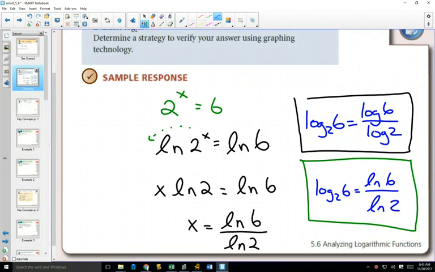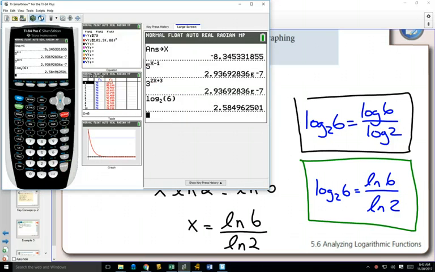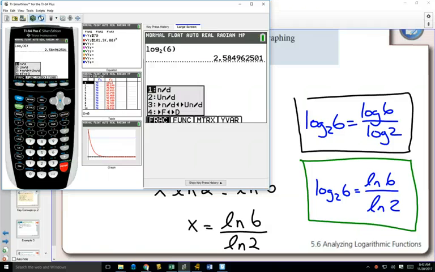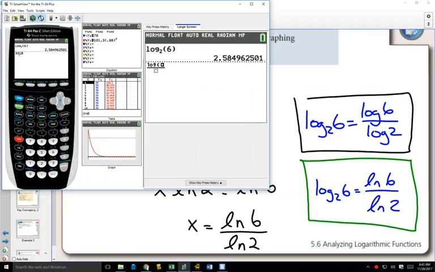Type that into your calculator and see if you get the same answer. Here, we'll pull it up. So, first of all, we did log 2 of 6. And now we're checking if log 6, here I'm going to use my fraction button, just so it looks nice, divided by log 2 is the same answer, and it is.